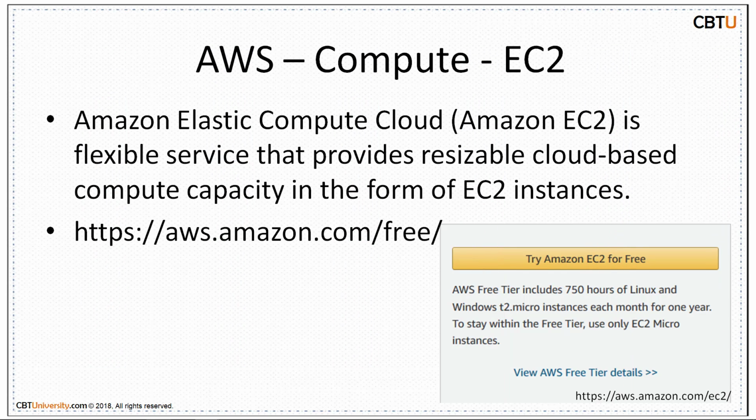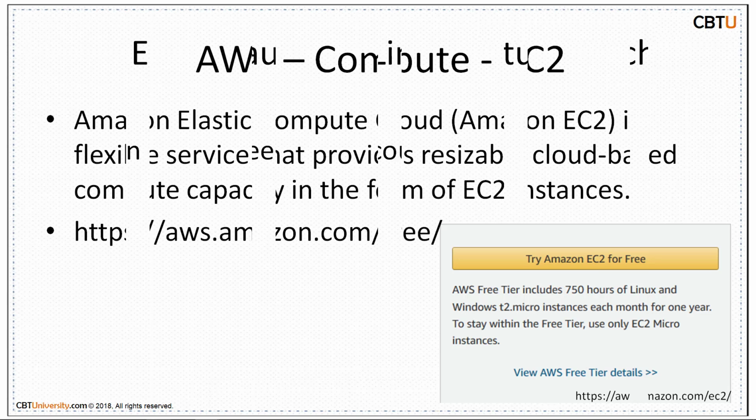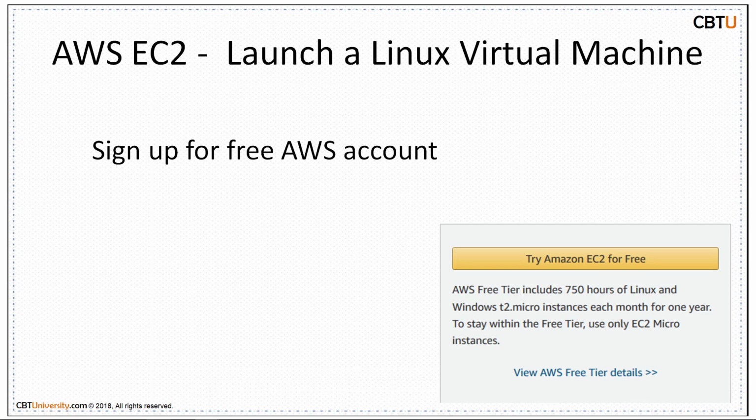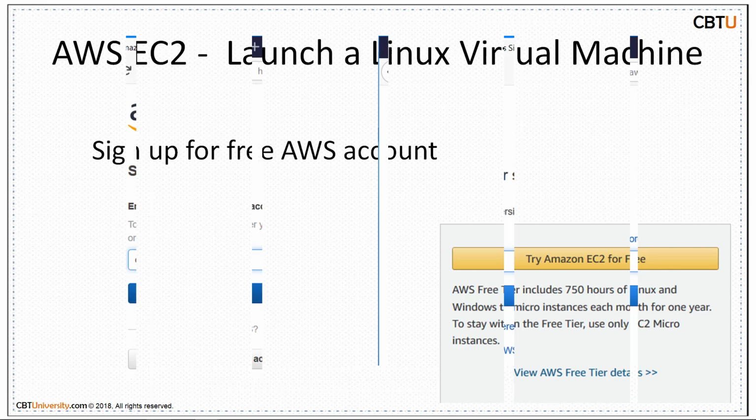AWS EC2 is a flexible service that provides resizable cloud-based compute capacity in the form of EC2 instances or VM instances. You can sign up for Amazon EC2 for free. Let's get started. Let us launch a Linux virtual machine. As a prerequisite, sign up for the free AWS account first.